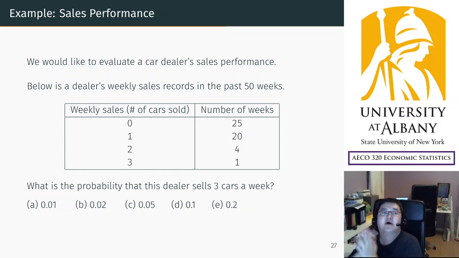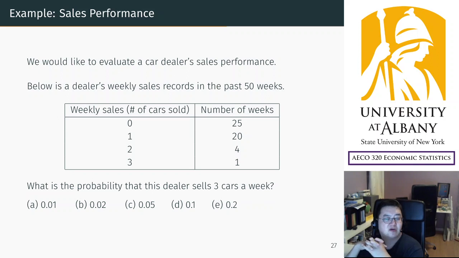Hi guys. In the previous videos, we defined how to calculate the mean or average. So we are going to apply the method to this example. I'm going to consider a car dealer, and we would like to evaluate the dealer's performance. The data is the past records of the dealer's weekly sales. Simply speaking, how many cars the dealer sold in each week.